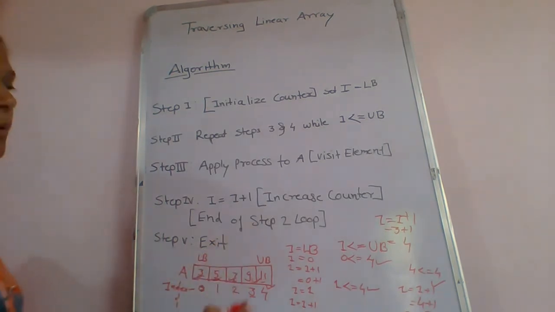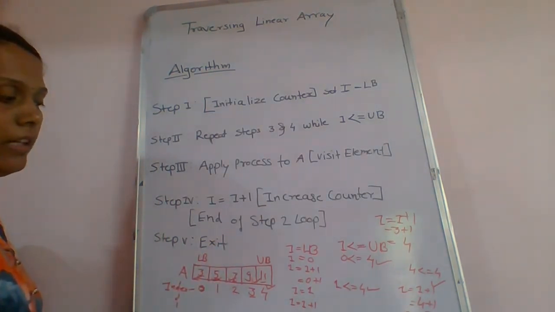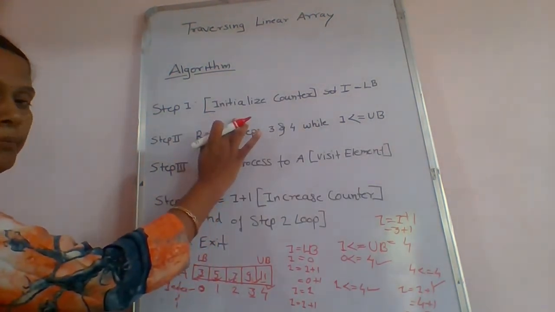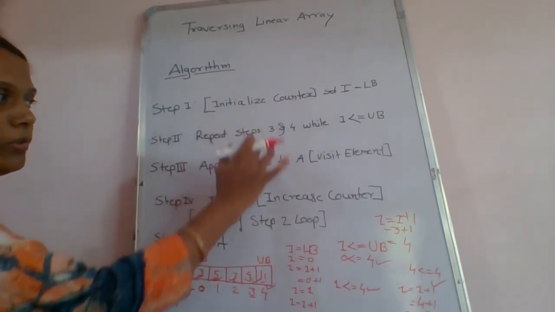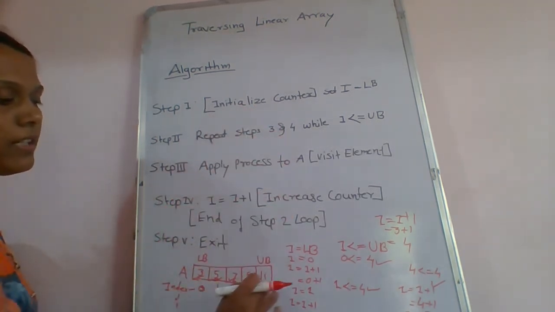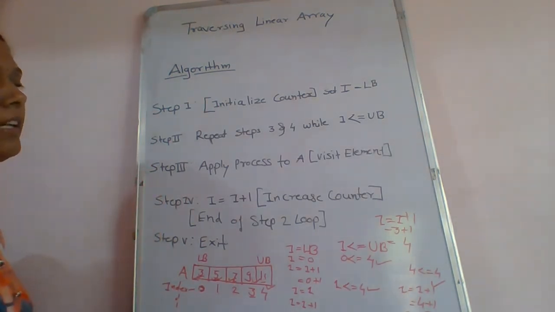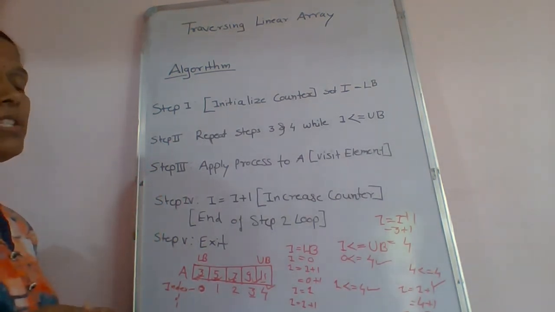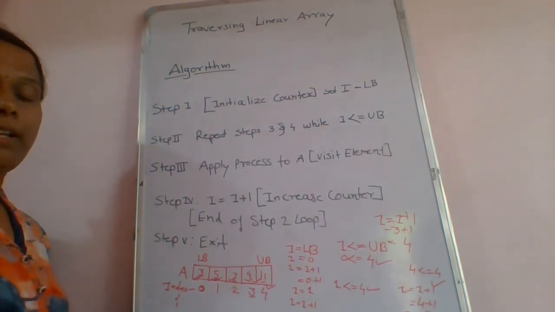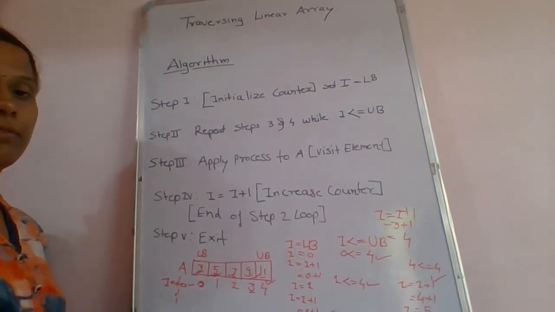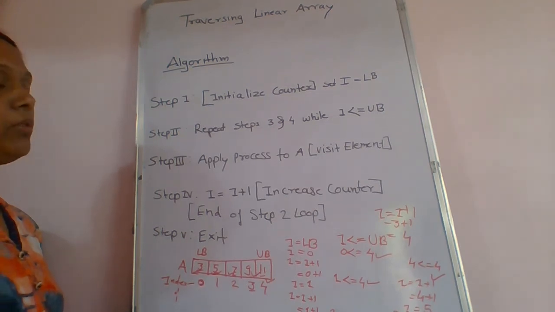So this is the process of traversing an array. By the algorithm we follow the steps and we visit the elements from the array. So traversing a linear array is the visiting or processing of each element from the array. This is the algorithm for traversing a linear array.